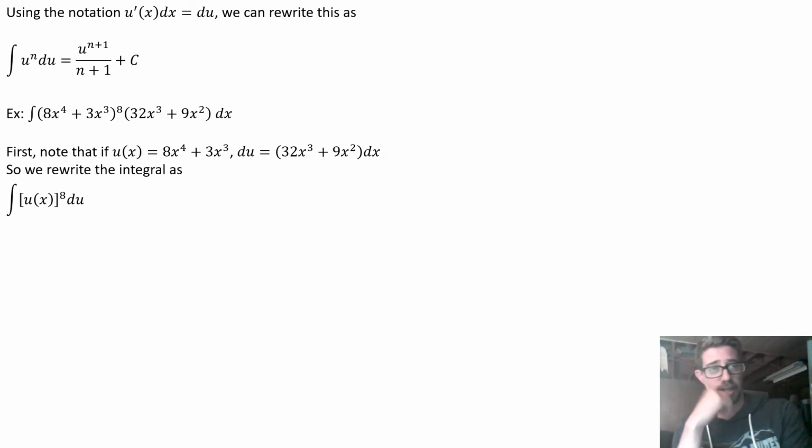Right, so the whole thing just becomes u to a power du. The whole thing on the end just becomes your du. So you see what I mean? Now it's quite simple. Now we just use the power rule. Oh, that's just u to the 9th over 9.